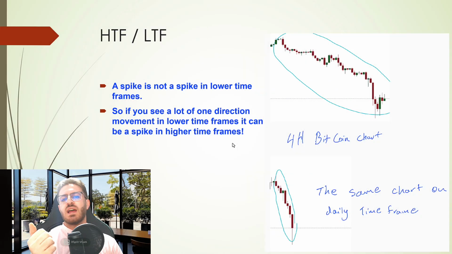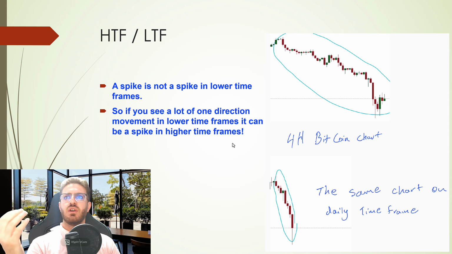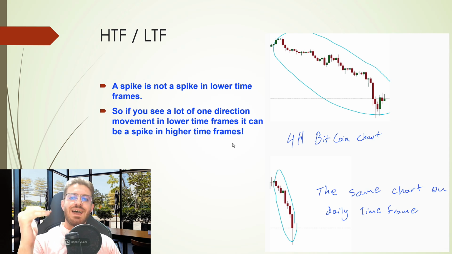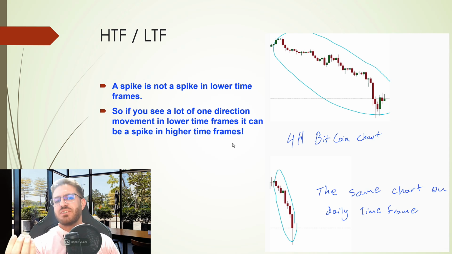From here, you should grasp the concept of fractals in the market, higher time frames and lower time frames. A spike is not a spike in lower time frames. It can be a big trend in very low time frames with a lot of candles, a lot of different color candles, a lot of up movements and down movements. So a lot of candles in one direction in lower time frames can be a spike in higher time frames. And a spike in higher time frames is going to be just one big candle.